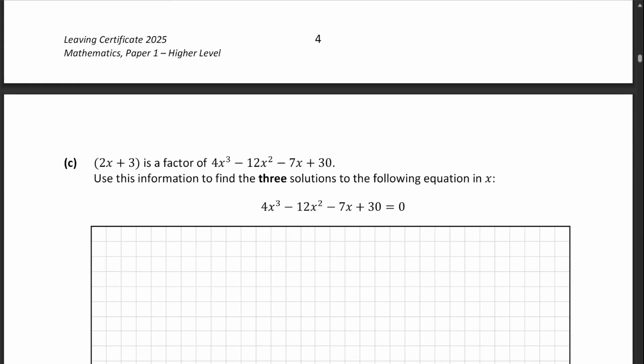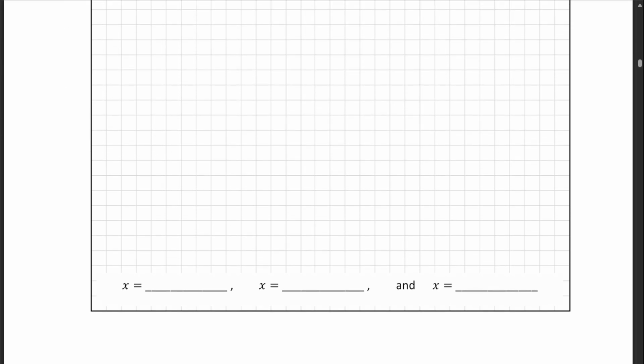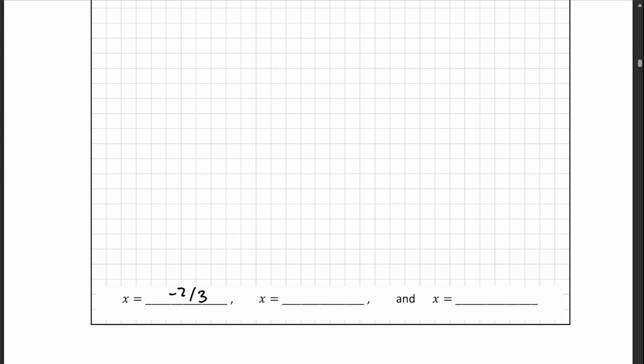Okay. 2x plus 3 is a factor of that. Use this information to find the three solutions to the following equation. Well, by the factor theorem, we already know that if 2x plus 3 is a factor, then that implies x equals minus 3 over 2. Or sorry, I got these the wrong way around. So if that's a factor, then that's a root, i.e. a solution. So I'll put that down as minus 3/2.